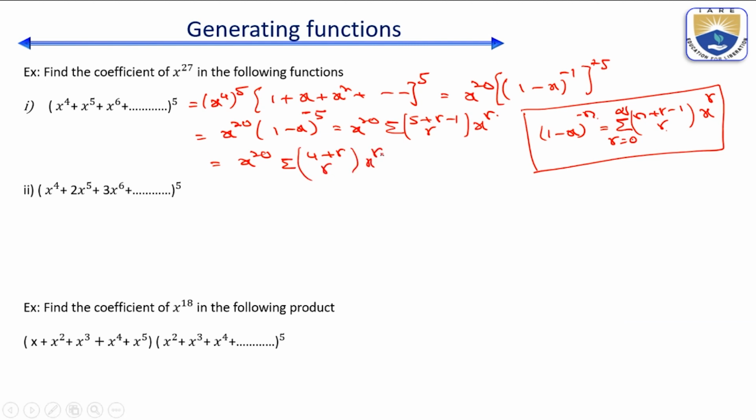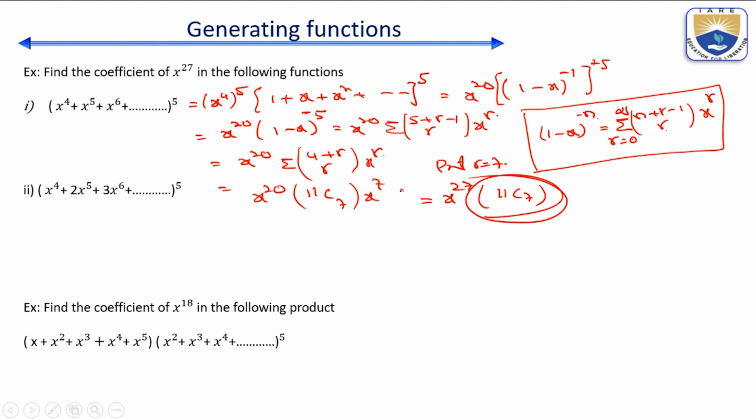Now we require only x to the power of 27, so I am taking r equal to 7. Put r = 7. Then we have x^20 and (11)C7 x^7. So the coefficient of x to the power of 27 is 11C7.